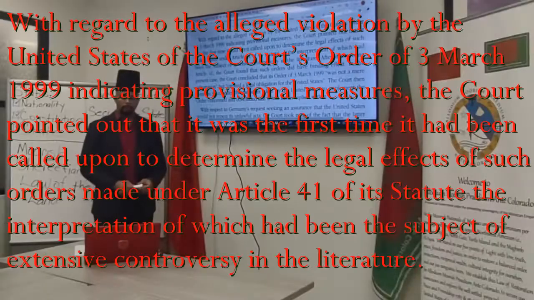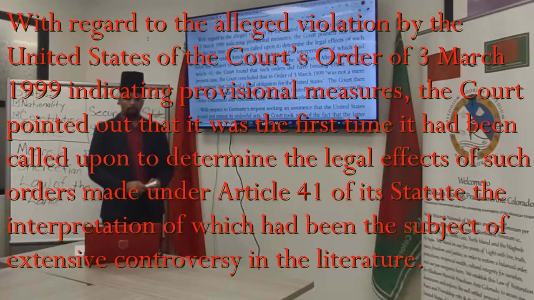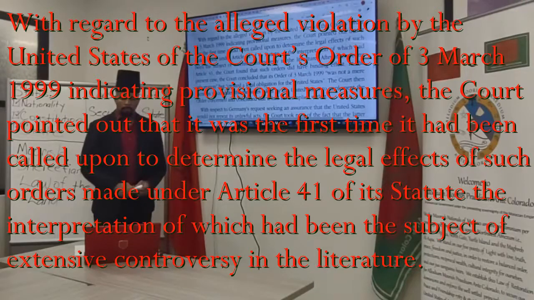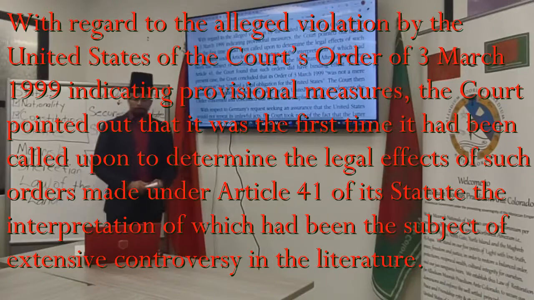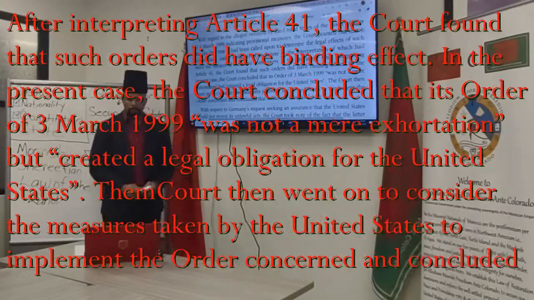With regard to the alleged violation by the United States of the court's order of 3 March 1999, indicating provisional measures, the court pointed out that it was the first time it had been called upon to determine the legal effects of such orders made under Article 41 of its statute, the interpretation of which had been the subject of extensive controversy in the literature. After interpreting Article 41, the court found that such orders did have binding effect.